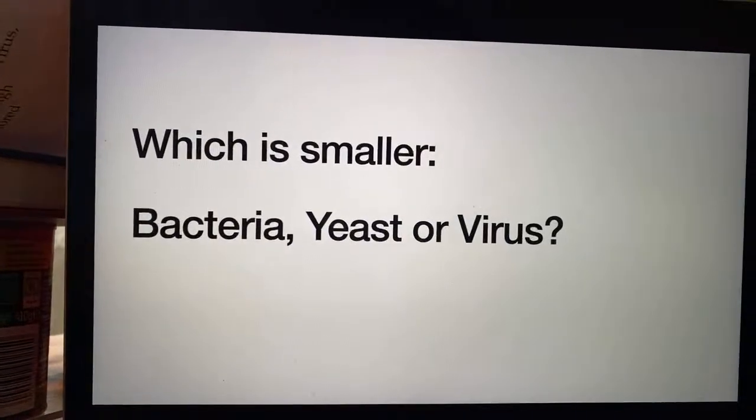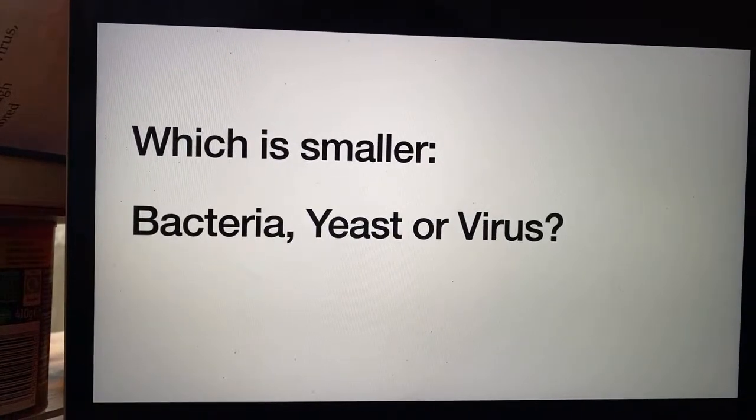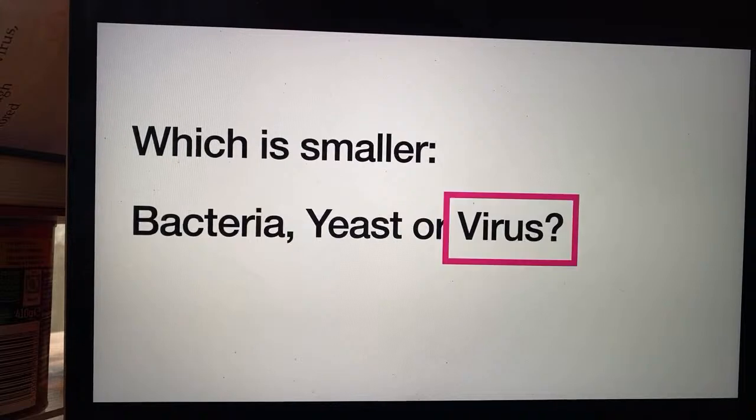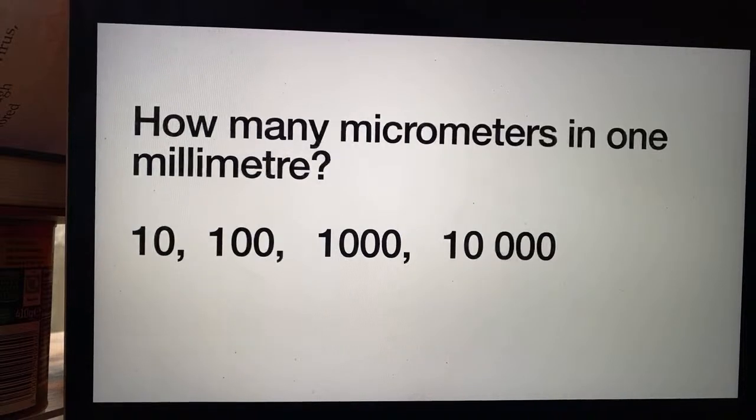Right. Question 1, which is smaller? Badly worded, isn't it? I should have said which is smallest. Which is smallest? Bacteria, yeast, or virus? 5, 4, 3, 2, 1. The answer is the virus is the smallest one. That was a little speck on our poster.